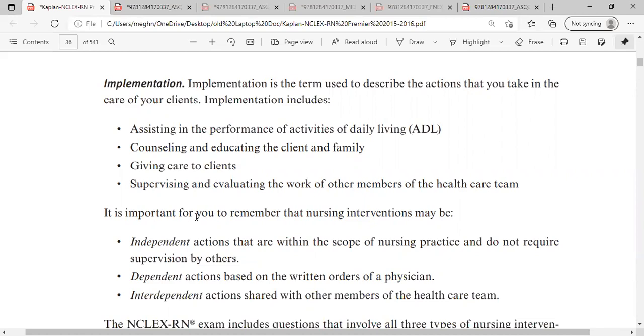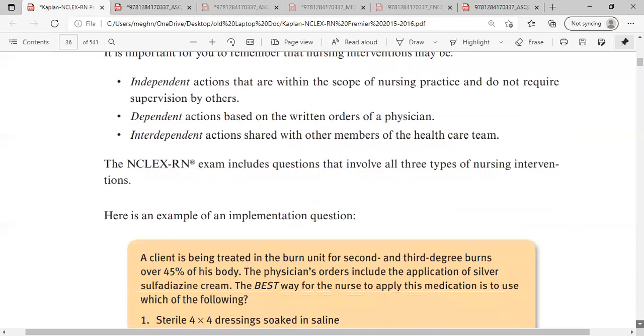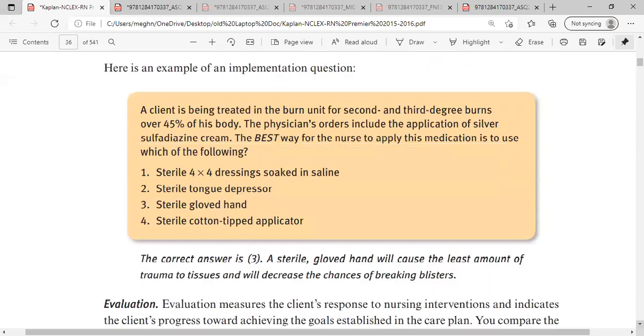It is important for you to remember that the nursing intervention may be independent action that is within the scope of nursing practice or does not require supervision by others. Dependent action is based on a written order of a physician. Also, interdependent action is shared with other members of the healthcare team. Now, a question comes about the implementation.